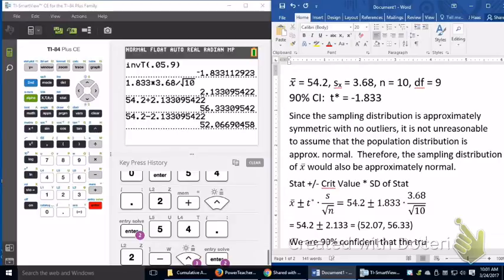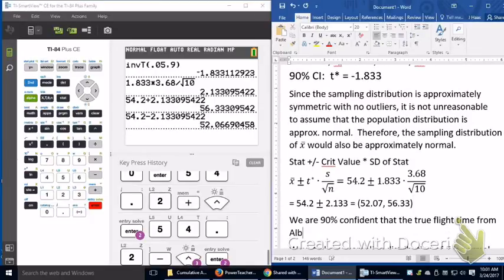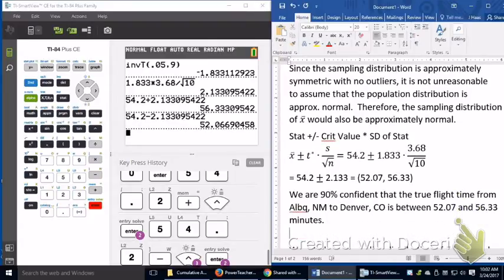That the true, and look for the context of the problem. In this case, we're talking about the true flight time from Albuquerque, New Mexico to Denver, Colorado is between 52.07 and 56.33 minutes. This 4 minutes is really important.